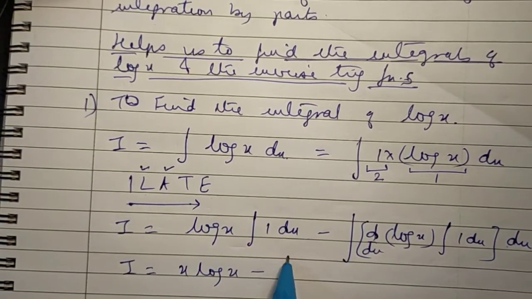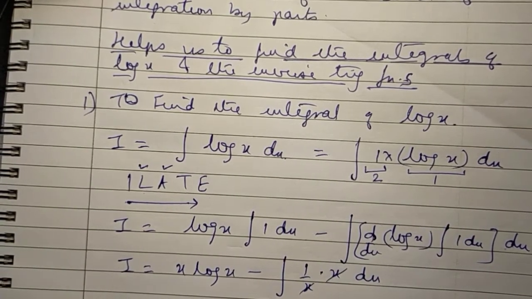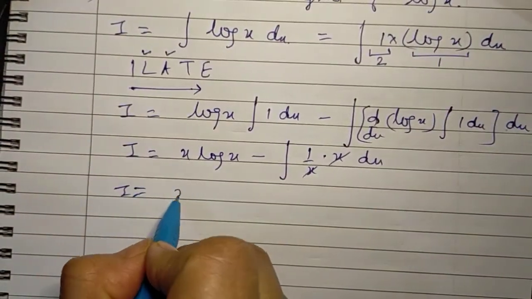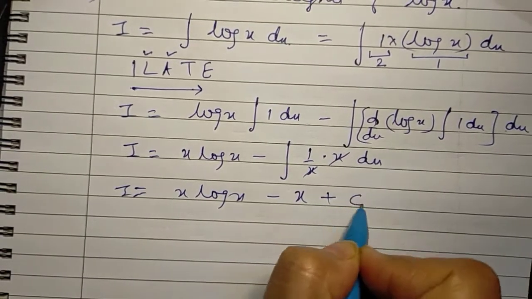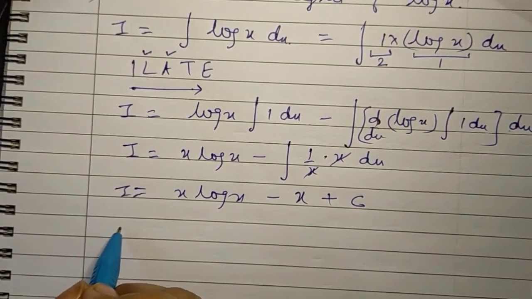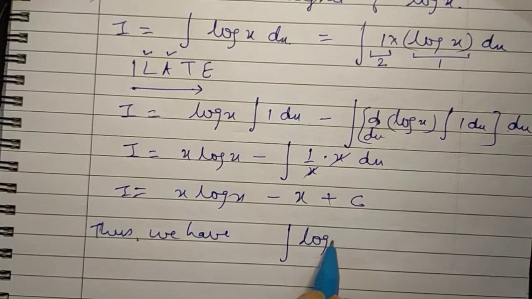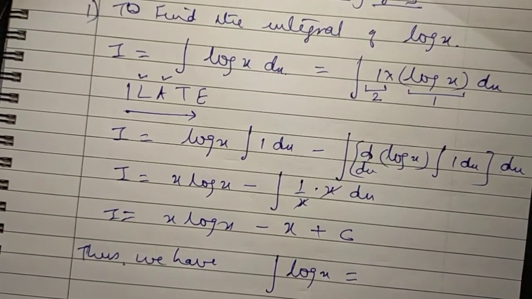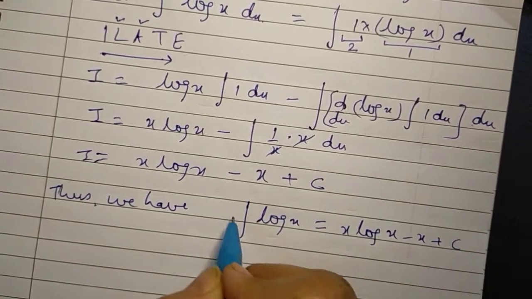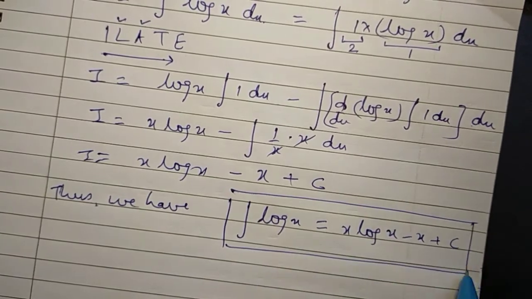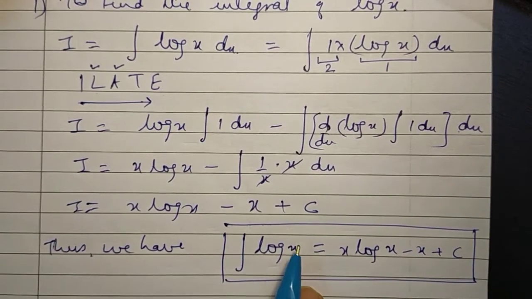x log x minus, this is 1 upon x into x dx. This gets cancelled. I is equal to x log x minus, now integral of 1 is again x plus a constant. So thus we have a very important result, that integral of log x is equal to x log x minus x plus a constant. If you want, you can remember this result and use it, or you can simply use it by solving then and there.